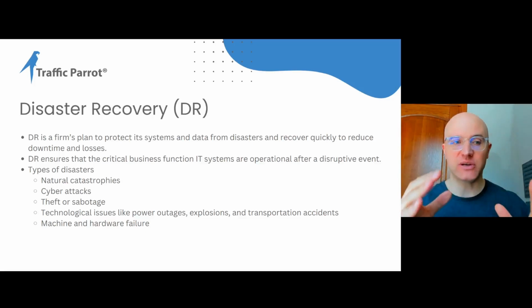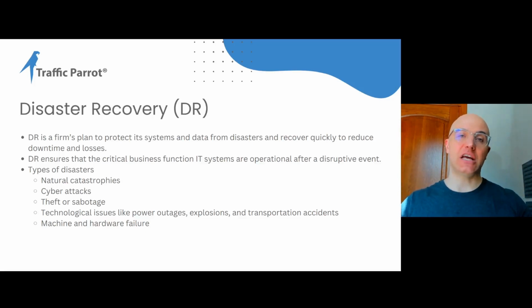What is disaster recovery? Disaster recovery is your firm's plan to protect its systems and data from disasters, to recover quickly and reduce the downtime and losses. Sample disasters include natural catastrophes, cyber attacks, or theft or sabotage.